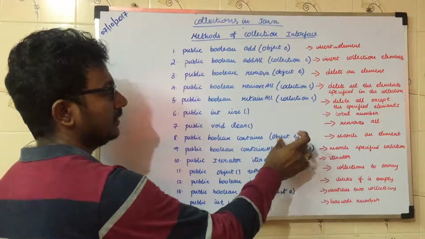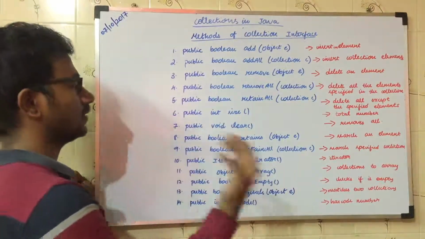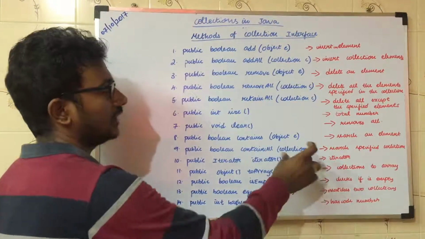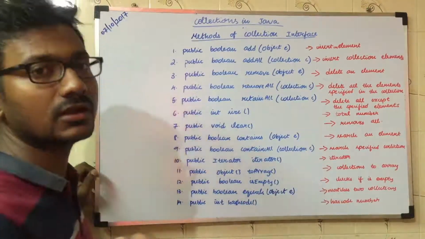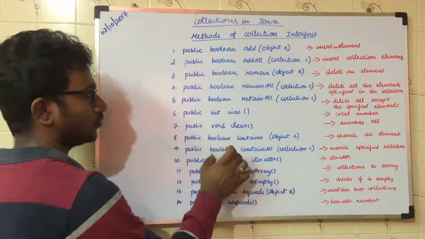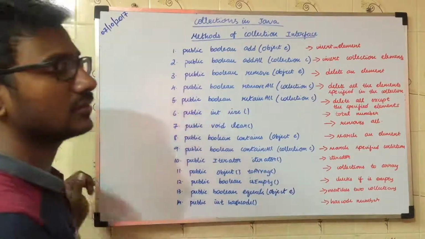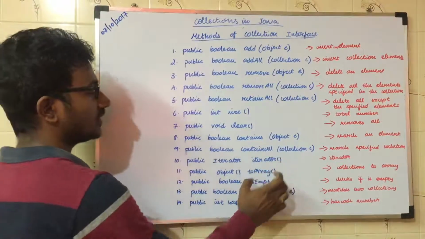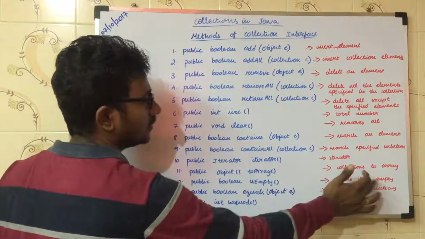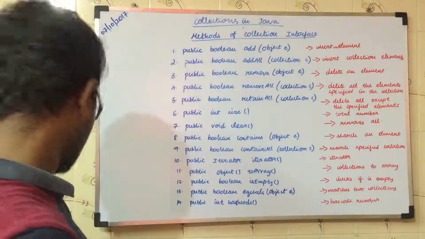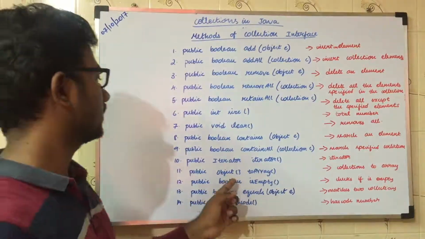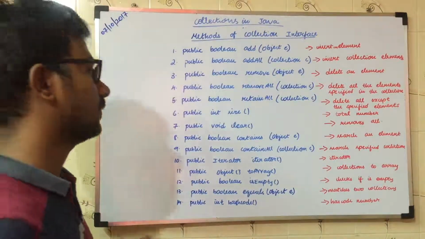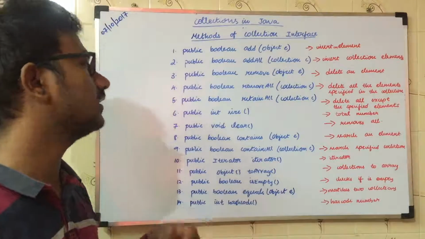Contains checks whether this element is present in our target collection. If it is present, it returns true, else false. containsAll checks whether all the elements present in this collection are present in our target collection. If they are present, it returns true, else false. Iterator returns the iterator object. We'll talk more about the iterator in the upcoming videos. toArray tries to convert the collection to an array. And then isEmpty checks whether the collection is empty or not. If no data is present, it returns true, else false.